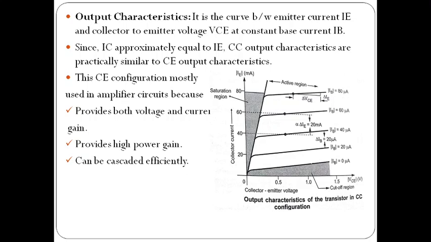Why? Because in CE it provides the voltage gain and current gain. So ultimately, automatically it provides the high power gain, V into I, and CE configurations can be cascaded efficiently. That's why this common emitter configuration is more used in amplifier circuits. Clear? Here CC, this common collector, is also called the emitter follower.